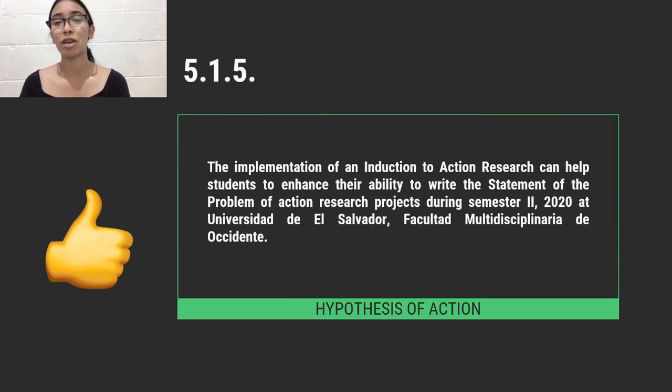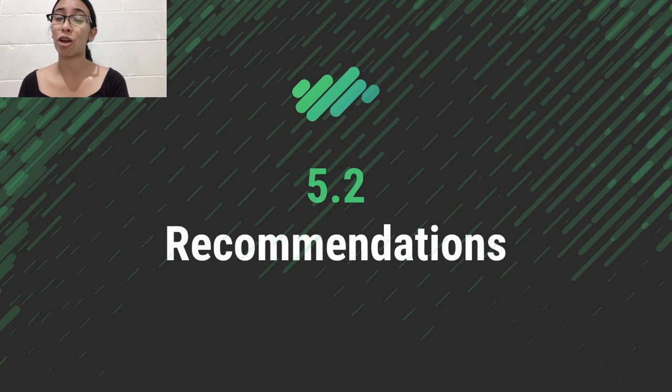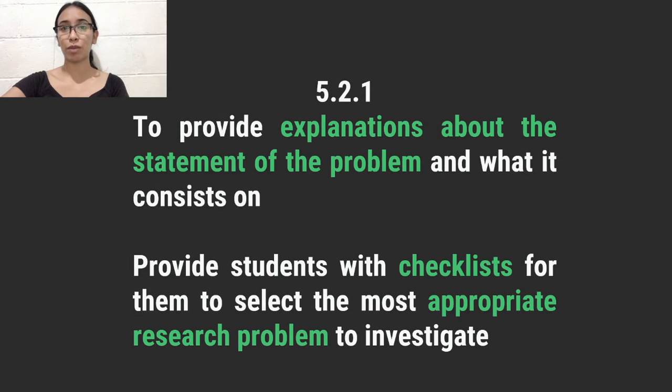And the last but not least part of our research project is the area of recommendations. So the first very useful recommendation is to provide explanations about the statement of the problem and what it consists on. Teachers should also provide students with checklists for them to select the most appropriate research problem to investigate by answering questions like, does the problem address a gap in knowledge? Is the approach towards solving the problem ethical enough? Or does the problem lead to further research? Moreover, the explanation of the statement of the problem and its parts is very essential, as it encourages students to notice the structure of it, and also teachers should provide practice checking time.